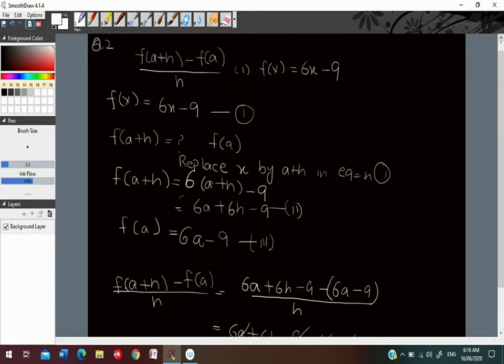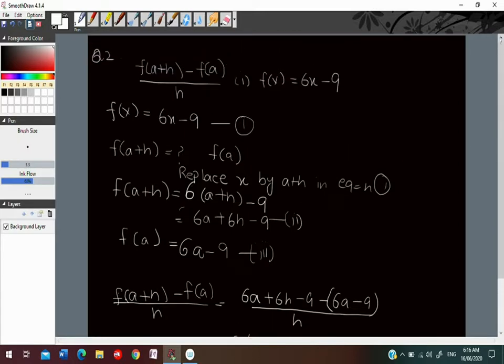You can see this question. I will explain it again. What we have in our question? f of a plus h minus f of a divided by h. This is our question, and we have to solve it using this formula. f of x is equal to 6x minus 9. So when we have f of x equals 6x minus 9, simply we have to find the values for f of a plus h and f of a.